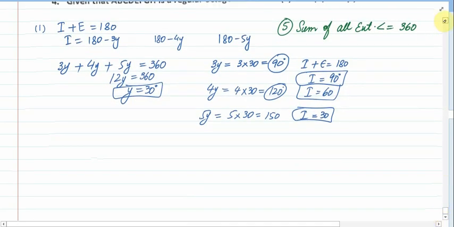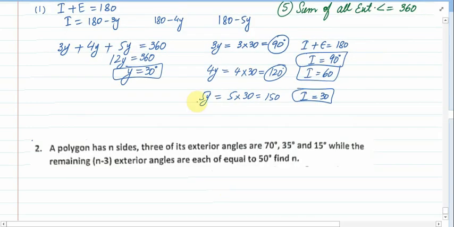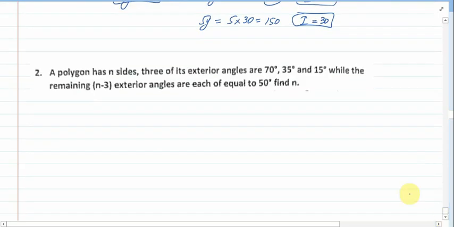A polygon has n sides. 3 of its exterior angles are 70, 35 and 15, while the remaining n minus 3 exterior angles are each equal to 50 degrees. Find n. Alright, that is the question. I copied it separately so I can start working on it. A polygon has n sides. You don't know the number of sides, but you know that its exterior angles are 70, 35, 15 and the remaining n minus 3 angles are each equal to 50.